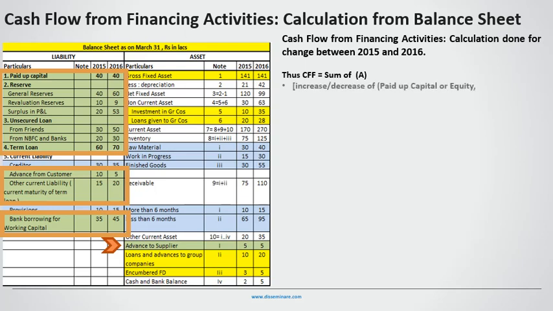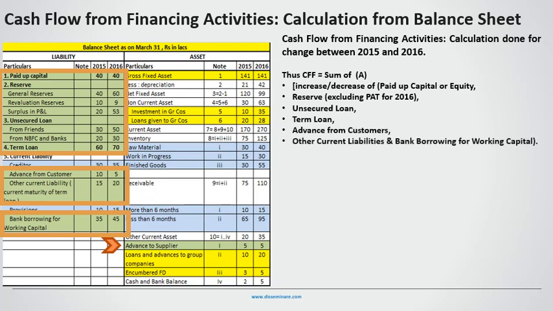Sum of the liability side items equals increase or decrease of paid up capital or equity, reserve excluding PAT for 2016, unsecured loan, term loan, advance from customers, other current liabilities and bank borrowing for working capital. All these items are marked in green on the liability side of the balance sheet.